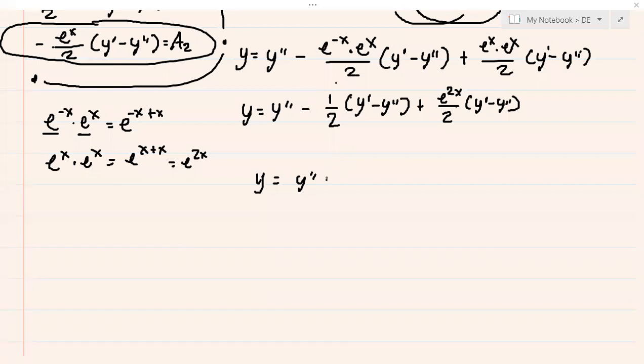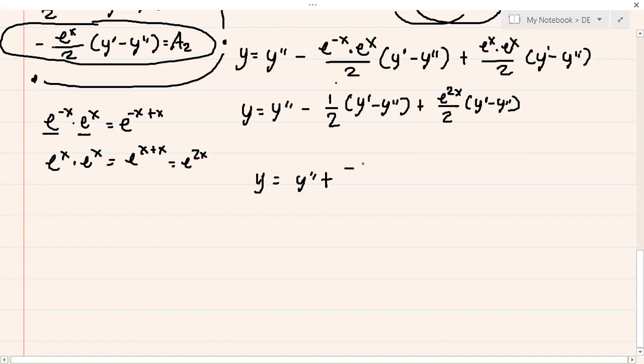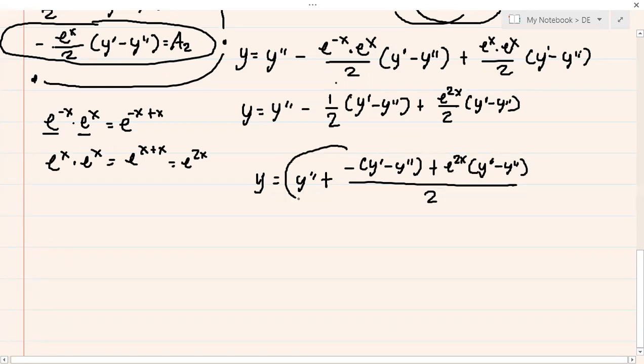So in here, we will have y second prime plus negative quantity y prime minus y second prime plus e raised to 2x times quantity y prime minus y second prime, all over 2. Ganyan na yan. Alright? Then, after that, pwede ko naman siyang actually gawing itong expression into a whole fraction.